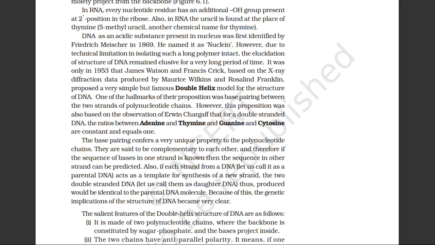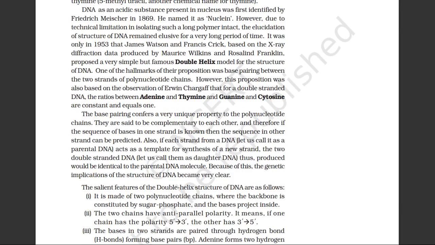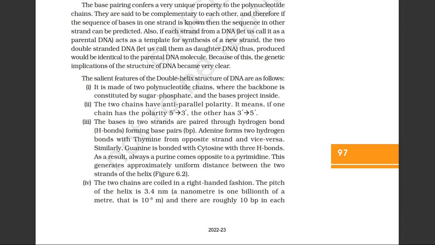The salient features of the double helix structure of DNA are as follows. 1. It is made of two polynucleotide chains, where the backbone is constituted by sugar-phosphate, and the bases project inside. 2. The two chains have antiparallel polarity. It means, if one chain has the polarity 5' to 3', the other has 3' to 5'.